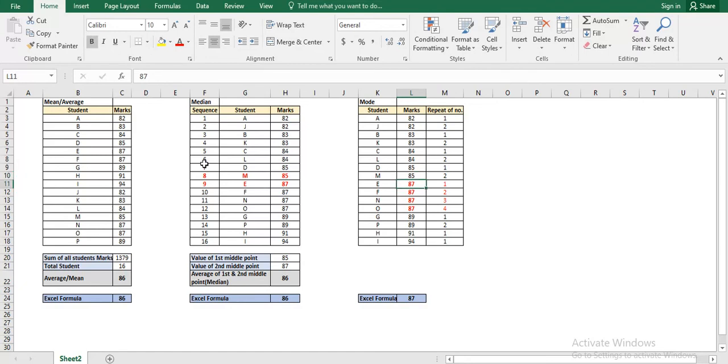So the number which comes the maximum number of times is 87. So our mode is 87. We can use an Excel formula also to find the mode. The formula is MODE.SNGL, and then we put our data set here, so it will give the same value I discussed earlier.